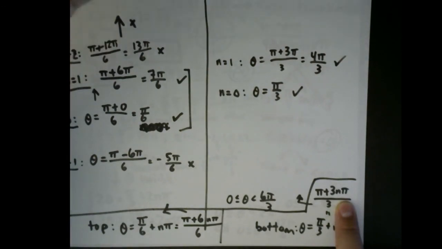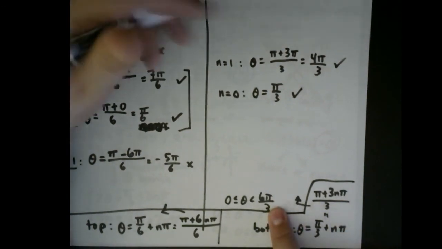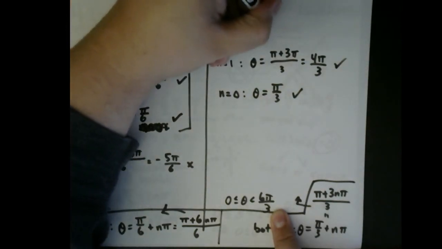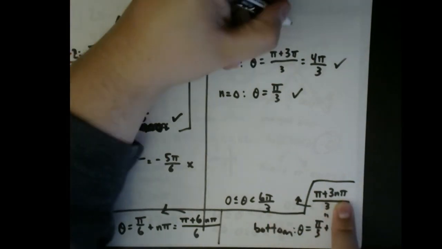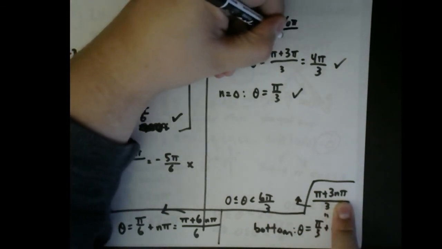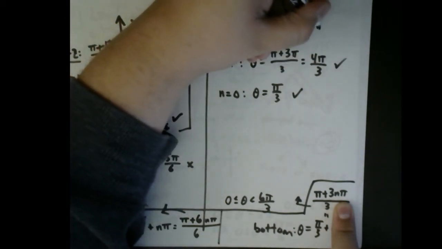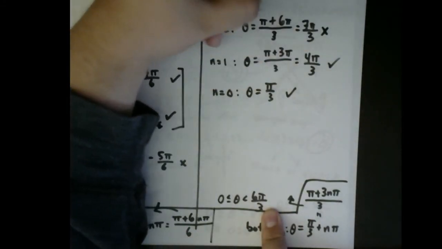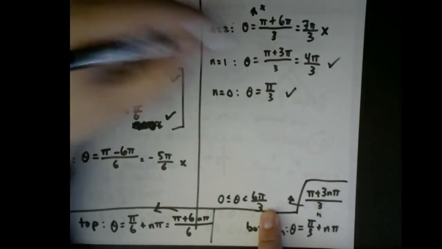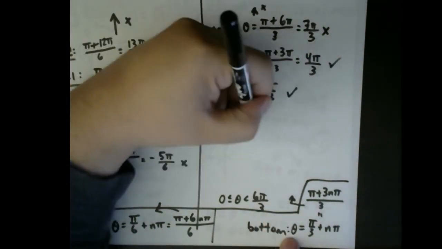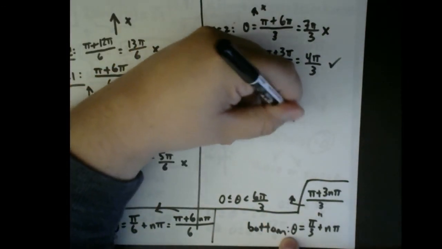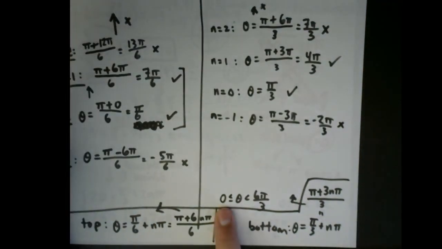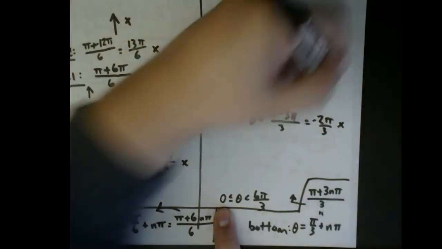Because it's smaller than 6 pi over 3. If I set n equal 2, then I end up with pi plus 3 times 2 is 6, so 6 pi over 3, and I end up with 7 pi over 3. Now that's too big. 7's bigger than 6, so that's bad, and so everything else above it is bad. If I try minus 1, then I end up with theta is pi minus 3 pi over 3. In other words, I get minus 2 pi over 3, and that's bad as well because thetas are greater than 0. So we get these two solutions.